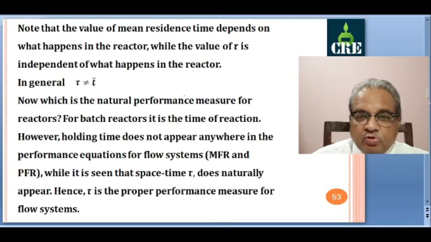Now, which is the natural performance measure for the reactors? For a batch reactor, it is the reaction time t: how much time you allow the reaction to take place from charging to taking out the product. That time of reaction is important. However, holding time T bar, the mean residence time which we have defined, does not appear anywhere in the performance equation for the flow system. So in flow systems, MFR and PFR, we have seen that space time is the natural definition and it appears naturally. Hence tau is the proper measure of performance for flowing systems.